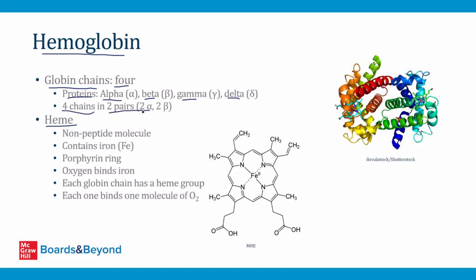So for example, it may have two alphas and two betas, or it may have two pairs of other globin chains. Associated with each globin chain is a heme molecule. This is what a heme molecule looks like right here. It's not a protein, it's a non-peptide molecule. It contains iron in the middle, surrounded by this structure, which is called a porphyrin ring. And the iron in the middle of the heme molecule is what can bind oxygen. And so each globin chain has one of these heme groups, and each of these heme groups can bind one molecule of oxygen. So that means each molecule of hemoglobin, each set of four chains and four heme molecules, can bind four molecules of oxygen.